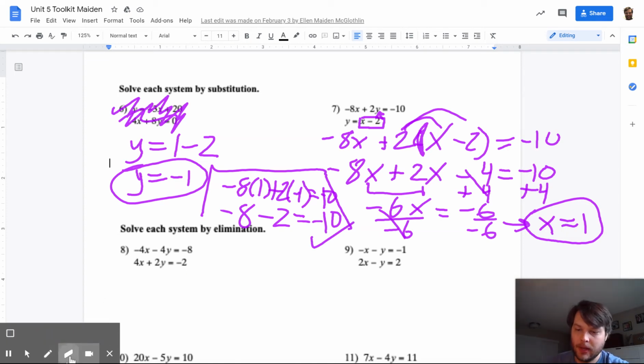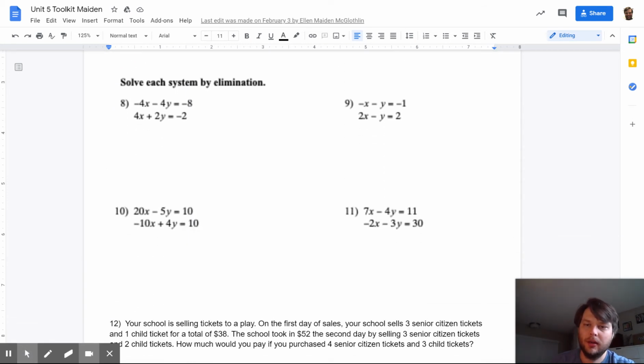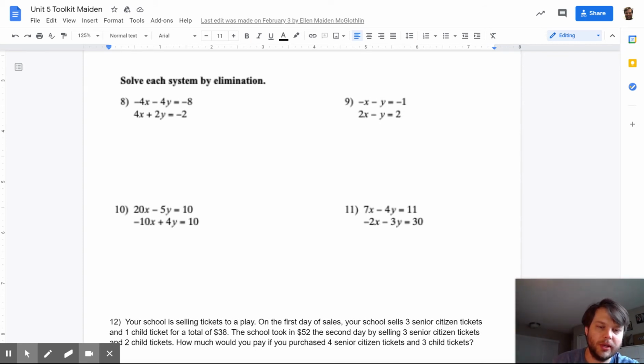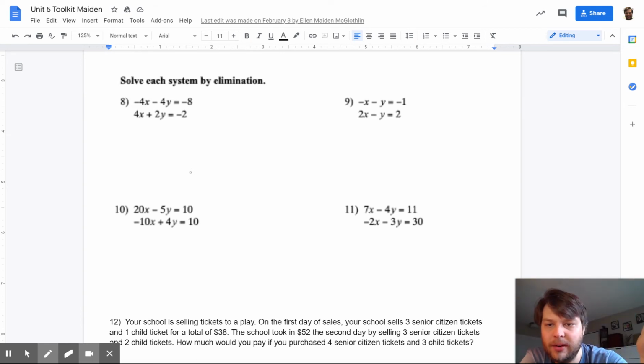Okay. Moving right along to the elimination problems. Elimination, when you have your standard form equations, you can see the x's and the y's, the like terms are lined up on top of each other. Problem 8 is ready to eliminate because you have a negative 4x and a positive 4x. Our goal is to eliminate, and so we want to add these two equations together. Now, why did I say add? Because a negative 4x and a positive 4x add to equal 0, so they're eliminated.